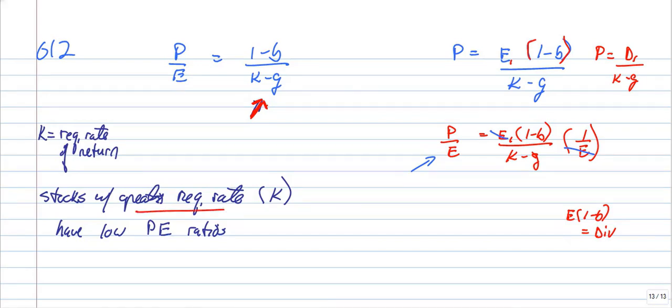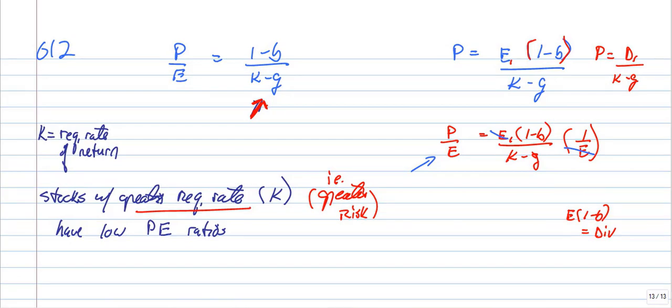Stocks with greater risk, that's what K is representing. Stocks with greater required rates of return, i.e. greater risk, are going to have lower PE ratios. And it makes sense because higher required rates of return lower present value. You're not willing to pay as much for an asset that has more risk. Holding everything else constant, it lowers what you're willing to pay for that stock. Okay.